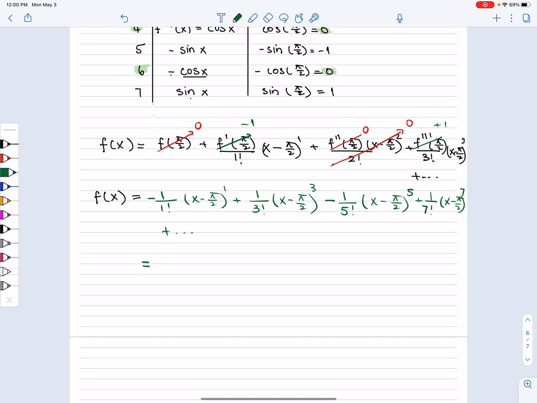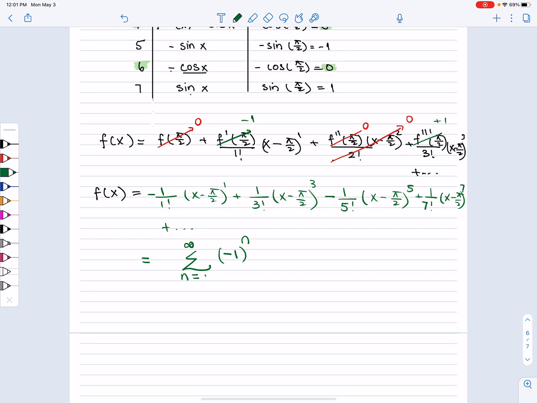If we write this down using sigma notation, we can say we have sigma as n goes from, let's see where this takes us, it's going to be as n goes from some number to infinity. Let's talk about the alternating signs. We can say this is -1 to the, if we say to the nth power, we can then start it at 1.